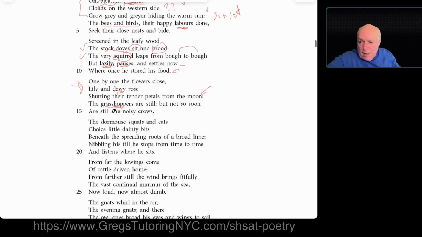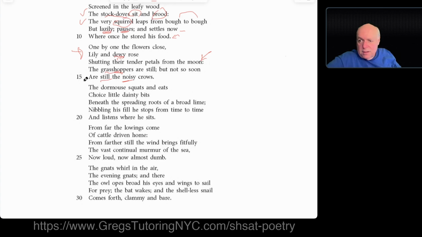"And still are the noisy crows." So the crows are caw caw through the day, but now they're just chilling out. They're relaxing. Okay, so there's a consistency happening already through all this discussion. And could it be that the author is just going to meander from animal to animal or plant to plant, giving you a little summary of what each animal is doing at the end of the day? We'll have to see. This is a 2-page passage with lots of details.